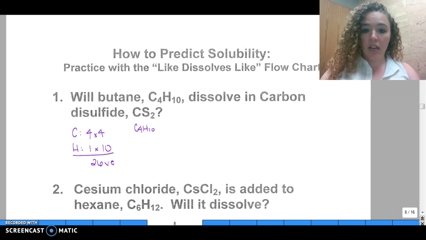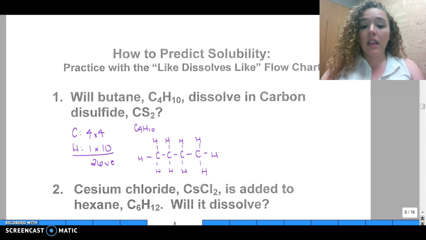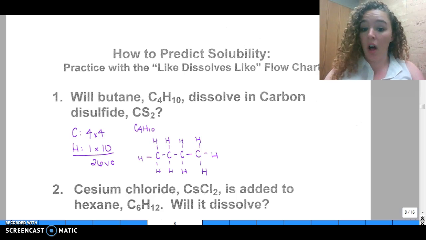So C4H10 is called a hydrocarbon. Typically these are in links or in rings, and our final Lewis structure is going to look like this. A whole bunch of C's linked together with some H's surrounding them. This compound is super symmetrical. There's actually no lone pairs on this structure at all, which means it's going to be nonpolar.